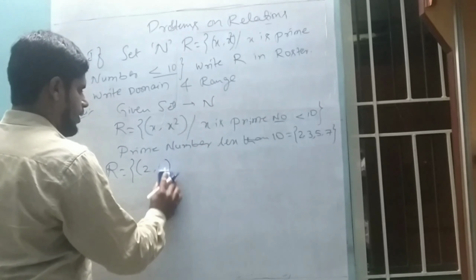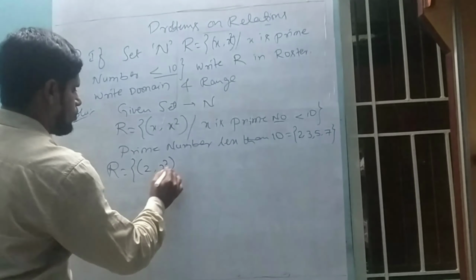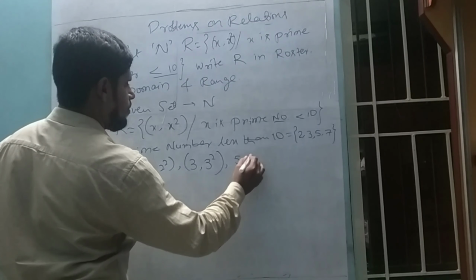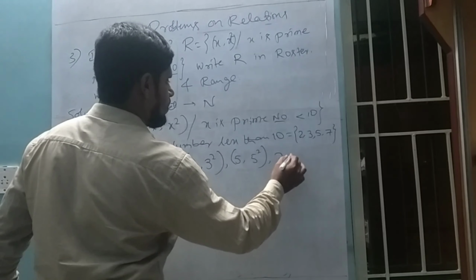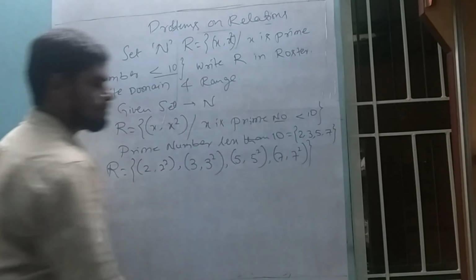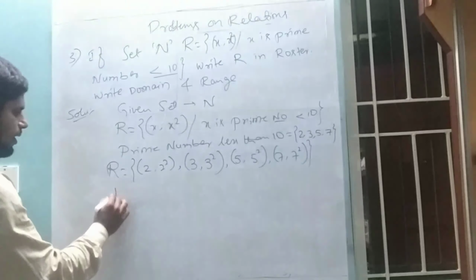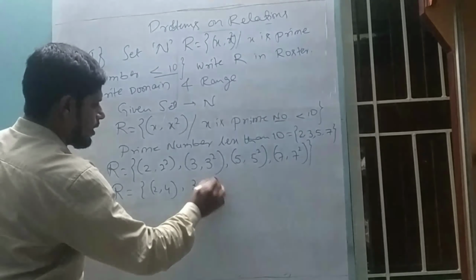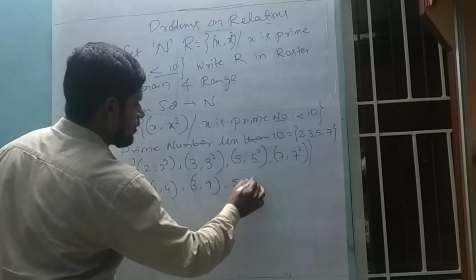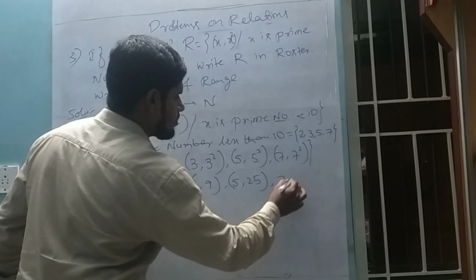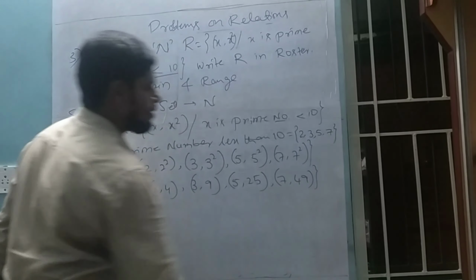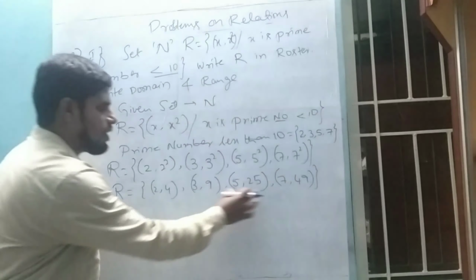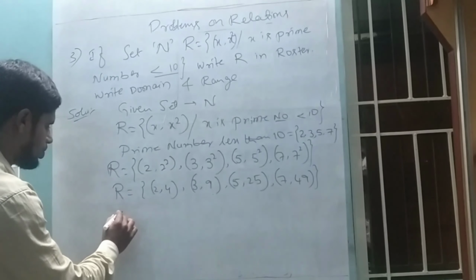Okay, if you are getting confused, I will write 2 square, comma 3 square, comma 5 square, comma 7 square. This is my relation, but let me write in a proper manner. 2 comma 4, that is 2 square, 3 comma 9, that is 3 square, 5 comma 25, that is 5 square, 7 comma 49, that is 7 square. This is the relation in roster form. With the help of this relation, I should write its domain and range.